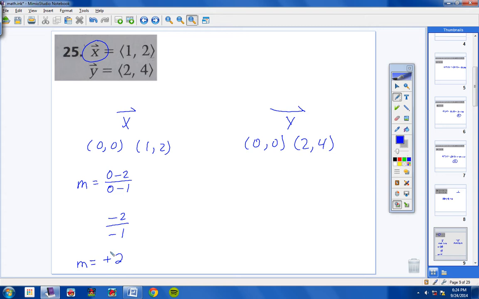Remember, parallel lines have the same slope. Let's find the slope over here. Y minus y, 0 minus 4, x minus x, 0 minus 2. You would get -4 over -2, which is 2. So they do have the same slope. So yes, these two vectors are parallel. Okay? All right, let me get a drink here. And we are moving on.